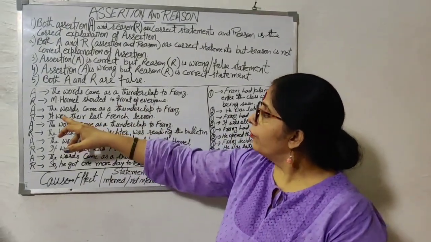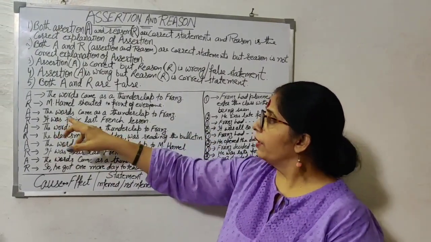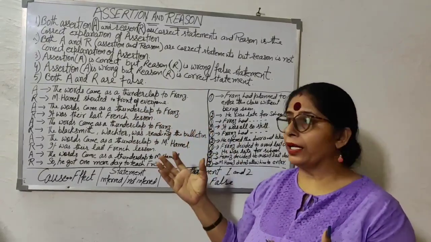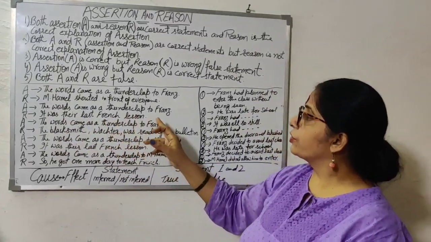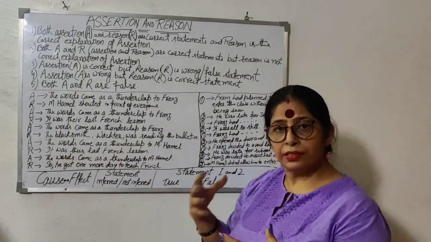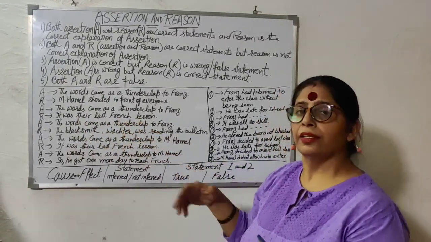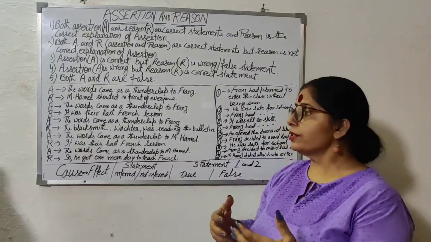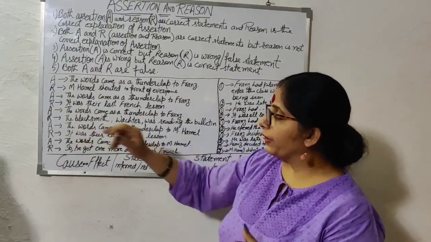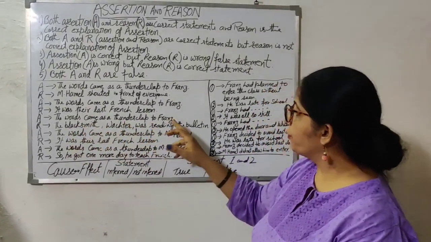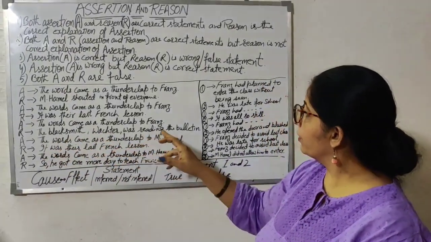Another example. We take the assertion again: the words came as a thunderclap to France. And the reason is: it was their last French lesson. Is this the right explanation? Yes, it was their last French lesson. Then a third example we can take: the words came as a thunderclap to France, and here the reason is: the blacksmith's washer was reading the bulletin.